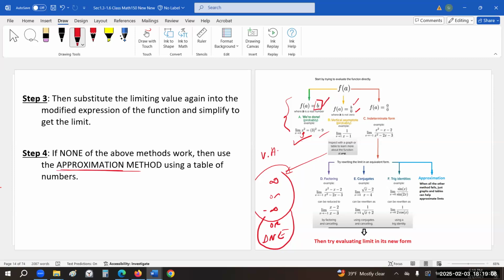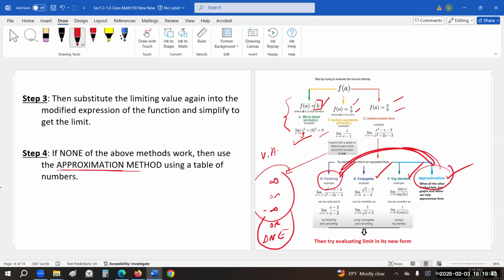And finally, the last scenario, when you substitute, you get 0 over 0. And 0 over 0 has many choices. You factor, cancel, resubstitute, or you rationalize, resubstitute. If you're working with trigonometry, apply trig identity, resubstitute. If you cannot do anything, approximate and observe the y values. So all these rules are mostly for 0 over 0. The vertical asymptote, either you use factoring or approximation, or both.